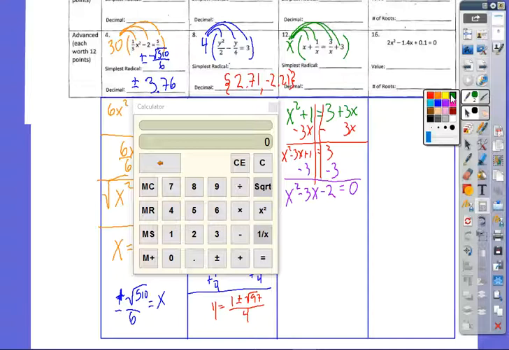3, 2, 1. X equals negative. I don't know. Square root of b squared minus 4ac All over 2a.